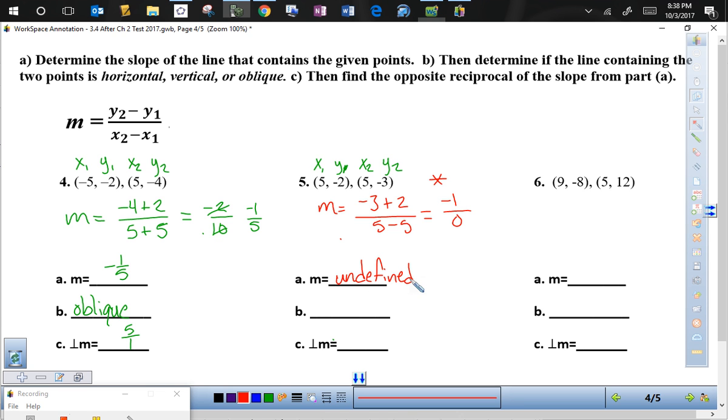Now, to decide whether it is a horizontal or vertical line, because those are our two options when 0 is involved, think of it as rise over run. Okay, what kind of lines don't have any run, don't go left or right at all? Okay, well, if they don't run left or right, they have to go up and down, so this would be a vertical line.